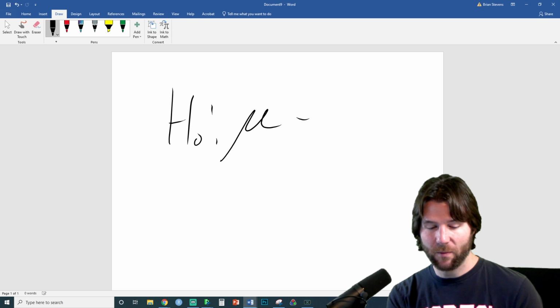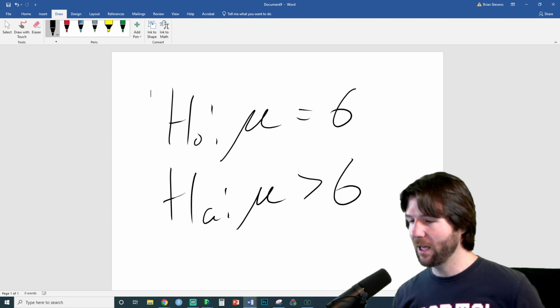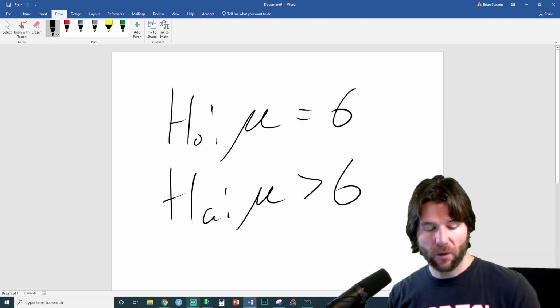So we'd have the mean is equal to $6, and the alternative that the mean is greater than $6. Okay, so that's our null, and that's our alternative. And let's go back to the output.